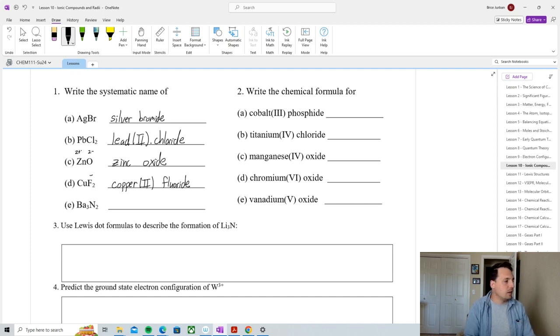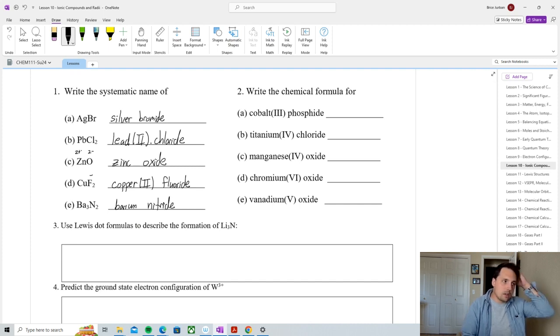Barium is a +2 ion. It's in the second group. Nitrogen's a -3 ion. It's in the 15th group. So we have barium nitride.